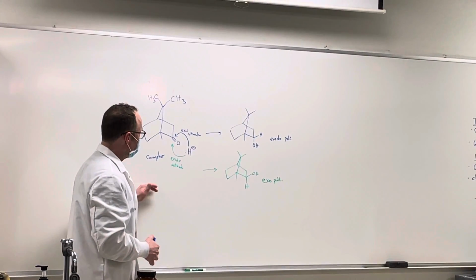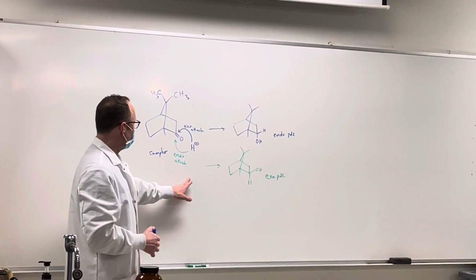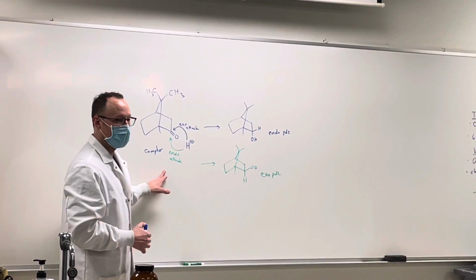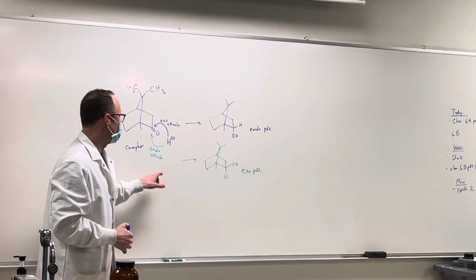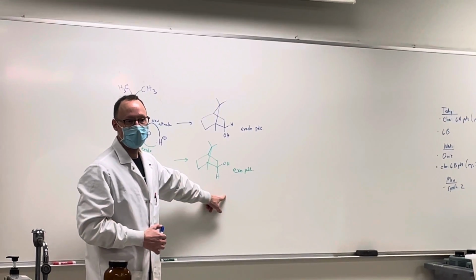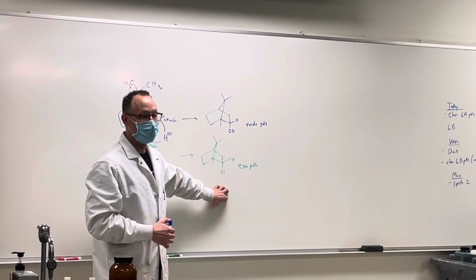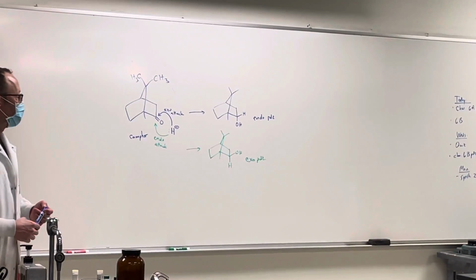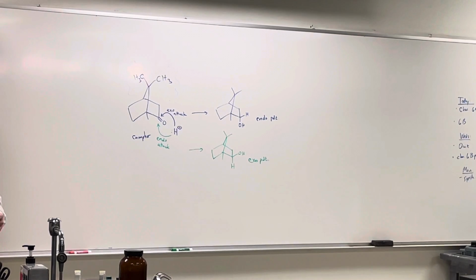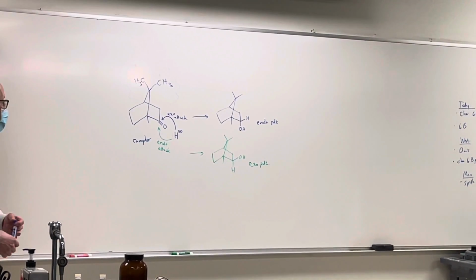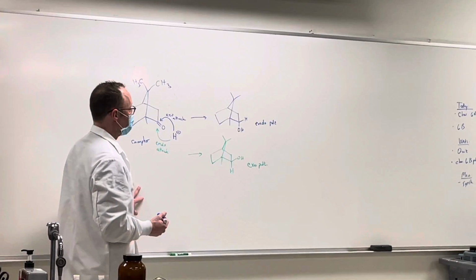So, in theory, if that endo attack is what we're saying is the favored approach for the hydride to take, we should be making the exo product here. And so that's what you're using NMR for. Right? We're going to take the NMR spectrum and we are going to determine which of those two is actually preferred. So I want to talk to you a minute about your NMR.